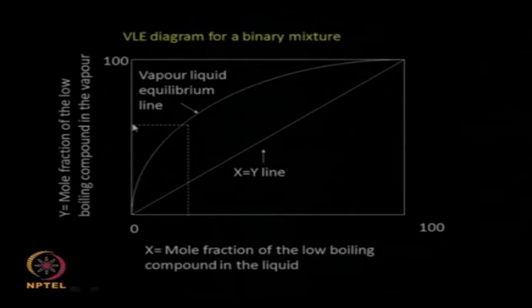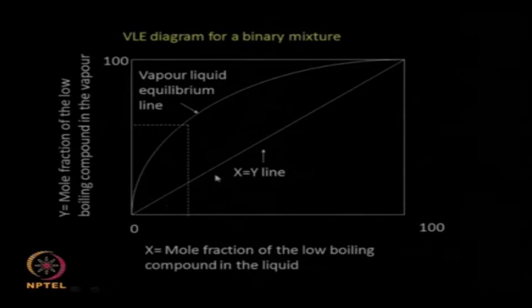So obviously, because I said that you will have more low boiling component in the vapor than in the liquid phase. So if you take a point and project it to the x and y axis, you will have more of the low boiling component in the vapor phase than in the liquid phase.